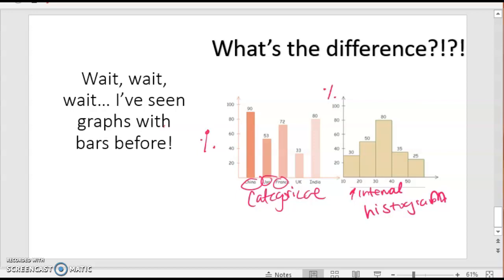So categorical, the bars are separated. Histograms, the bars are going to be touching. All right, good luck.